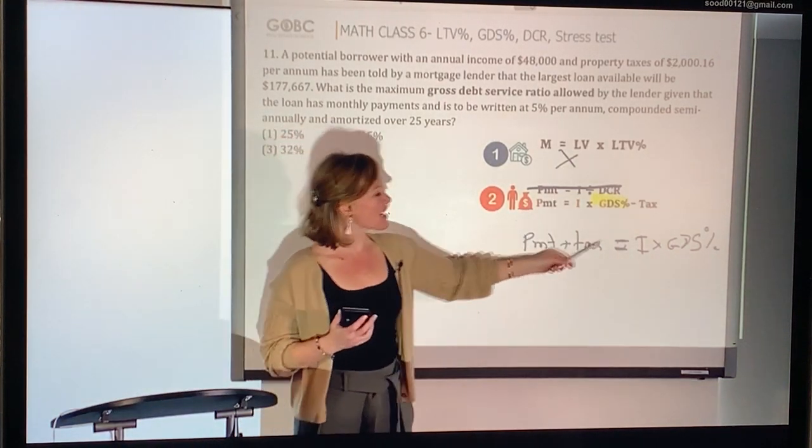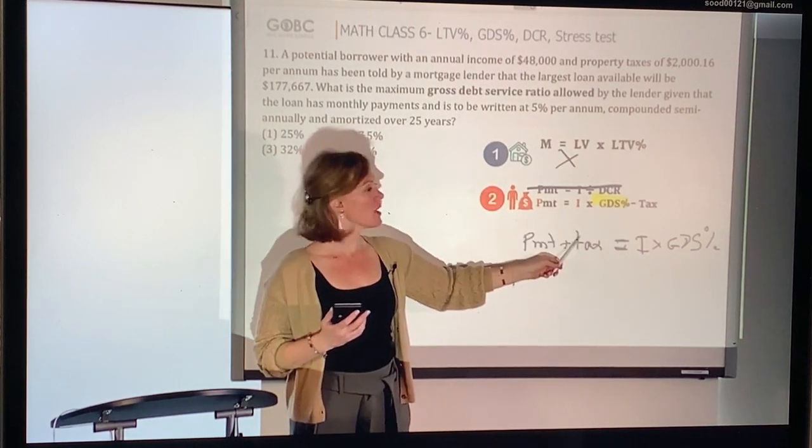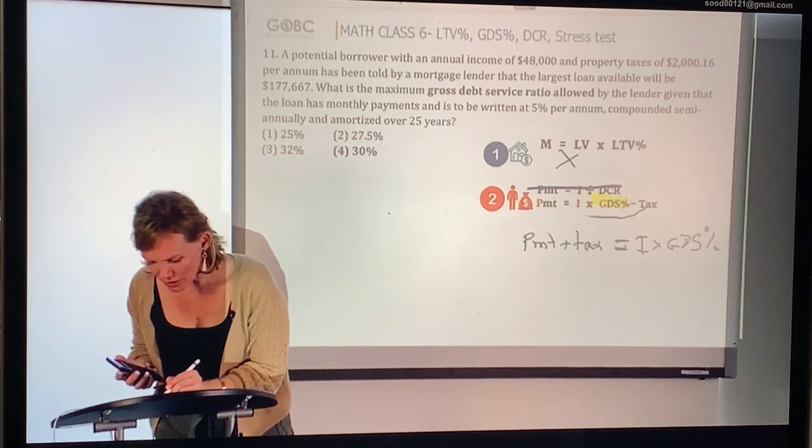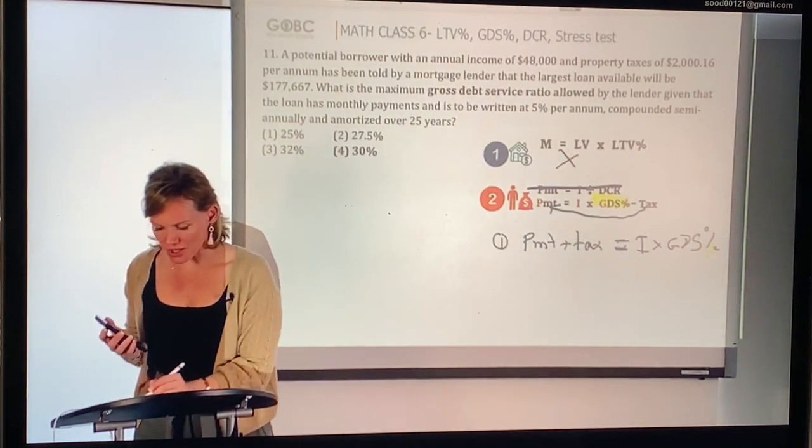So payment plus tax equals income times GDS. This is what we've done so far. We took the taxes and moved them right here. That was the first step that we did. Step number two: what are we looking for? We're still looking for that GDS.